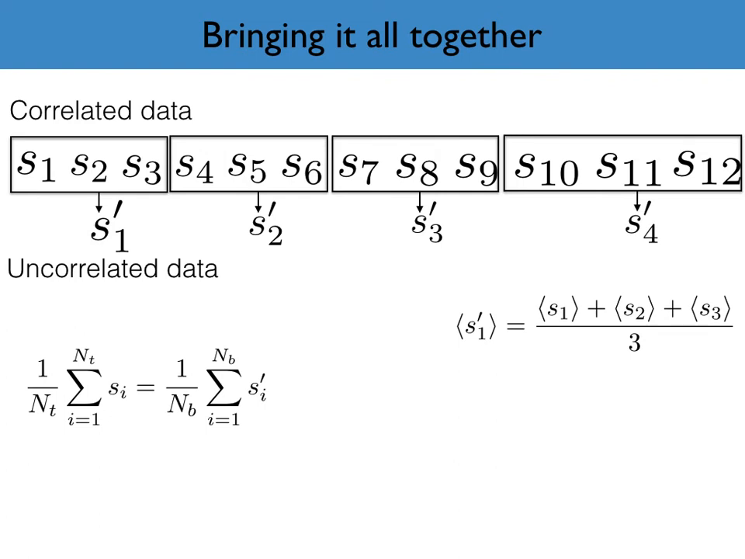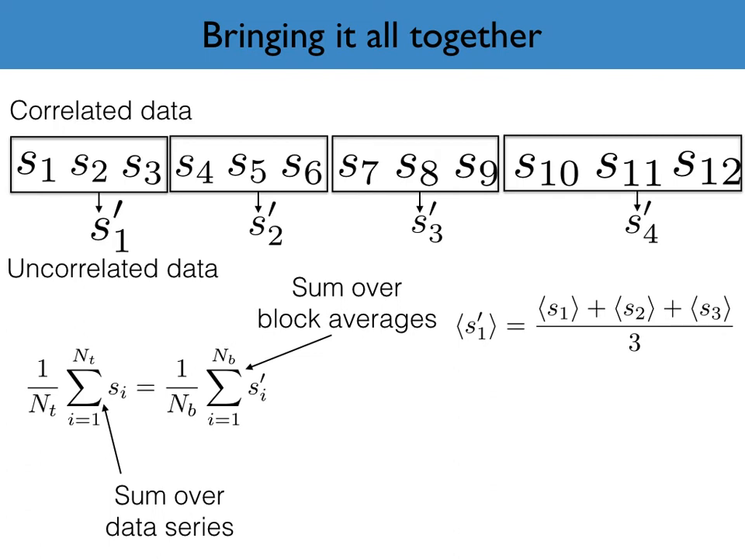We can put this mathematics in a slightly different way. It is very easy to show, using the same logic that I've just demonstrated, that the following two summations are exactly equal. To be clear here, the sum on the left is the sum over the whole data series, and the S_i values are the values of the CV in each of the trajectory frames. The sum on the right, meanwhile, is the sum over the block averages. Now, the sum on the left, the sum of the data series, is our estimate of the ensemble average. So, by the transitive property, the sum on the right over the block averages must also be equal to the ensemble average. The block averaging thus gives us the ensemble average for the distribution from which the MD simulation was sampling.